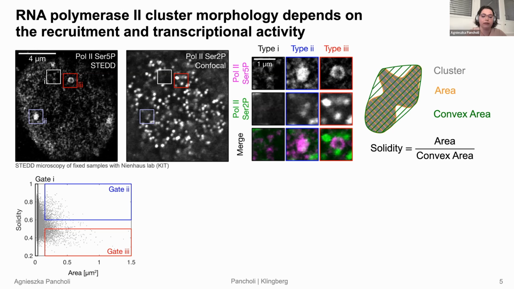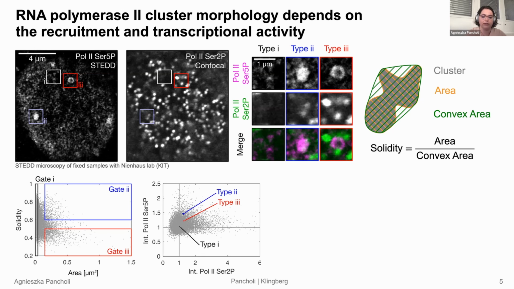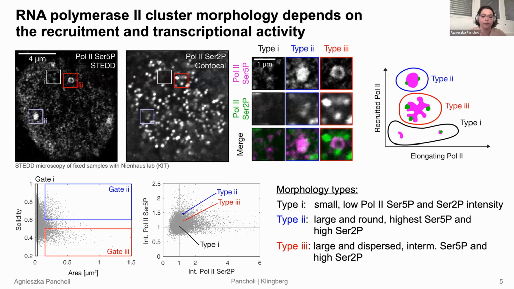Then we plotted the serine 5-phos and serine 2-phos intensities for all the clusters, and we put the median values for all the gates. And so you can see that the type 1 clusters have low serine 5-phos and low serine 2-phos intensities. Type 2 have high serine 5-phos and high serine 2-phos intensities. And type 3 has intermediate serine 5-phos and high serine 2-phos intensities.